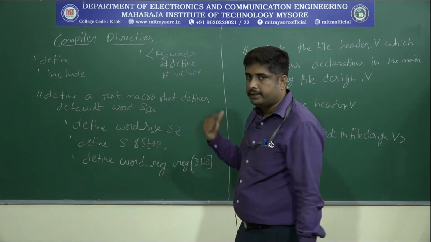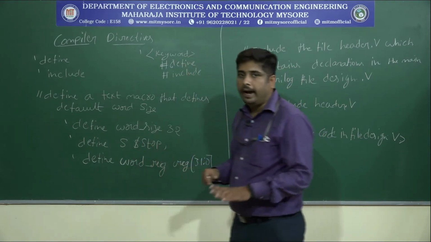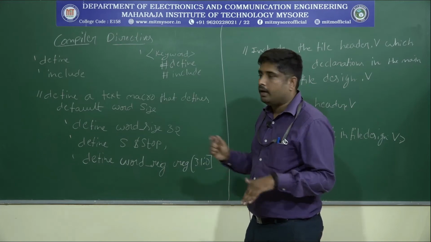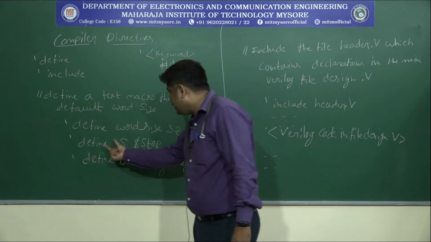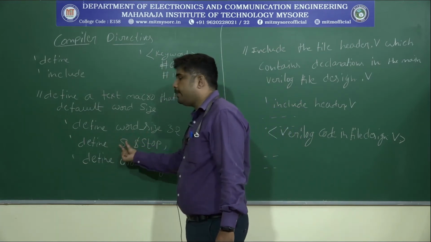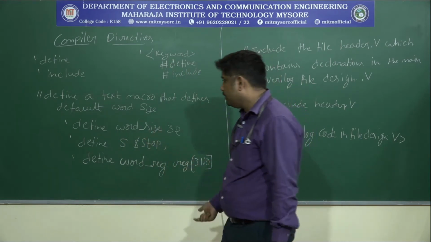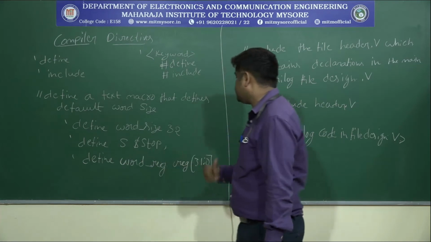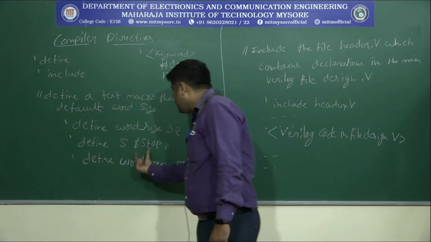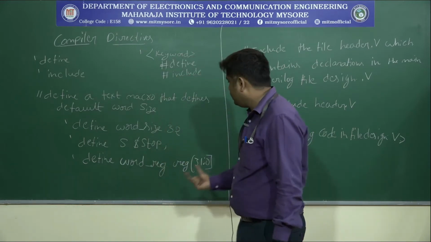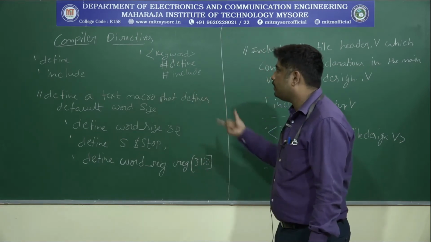$stop you already discussed in the previous session, that indicates it stops the program. If you want to debug the program, it is possible. So here it indicates wherever it appears, the program is stopped. The last one, define word register reg 31 down to 0. So it's a 32-bit register, and wherever word register is there, the 32-bit register is substituted. These are all the examples for define.